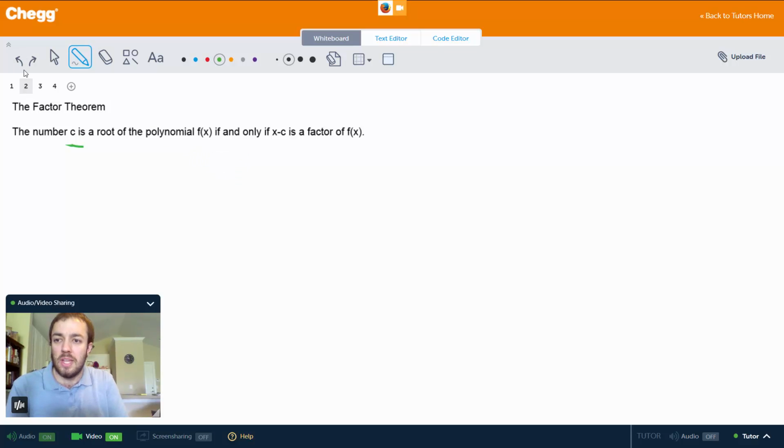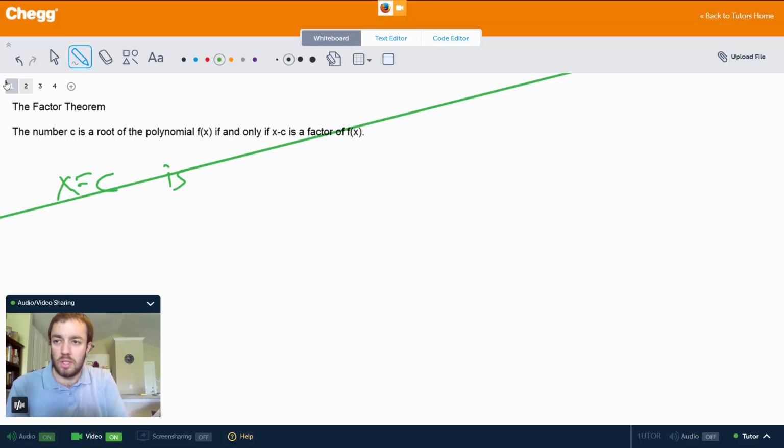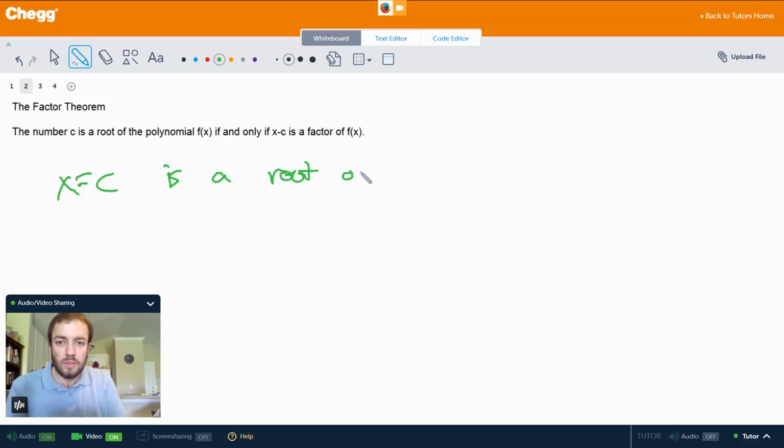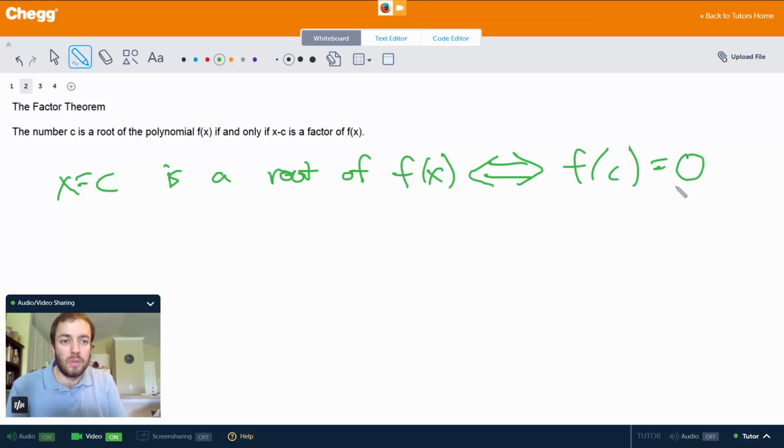Well, if c is a root, so x equals c is a root of f of x, that's the same exact thing as saying that f of c equals 0. So in other words, if we plug c in for x, then the result that we get is going to be 0. So that's identical to saying that x equals c is a root of f of x.